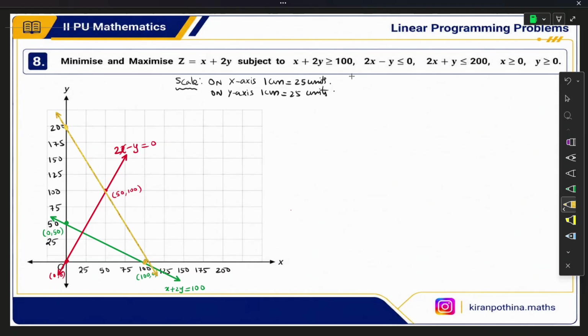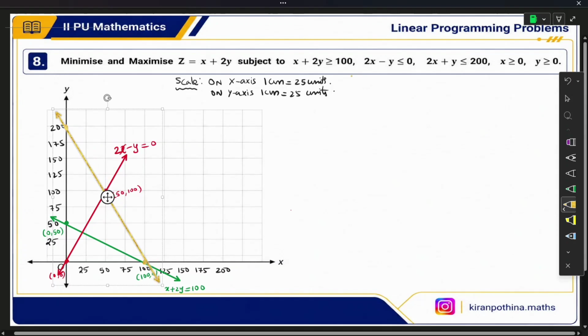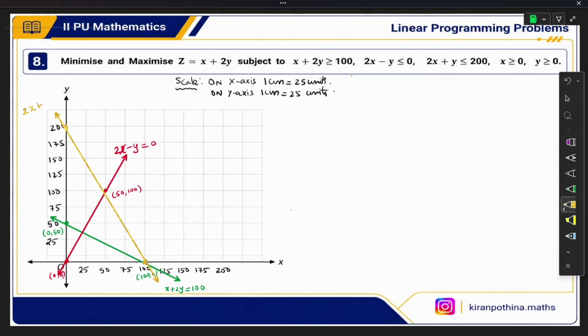Okay, so this is our third line. I will mention the third line name. So what is that line name? 2x plus y equal to 200. Okay, so now we have all three lines.